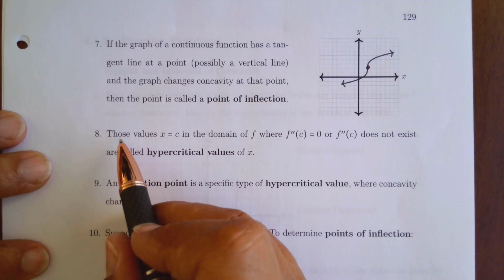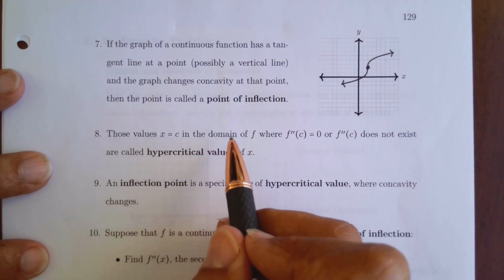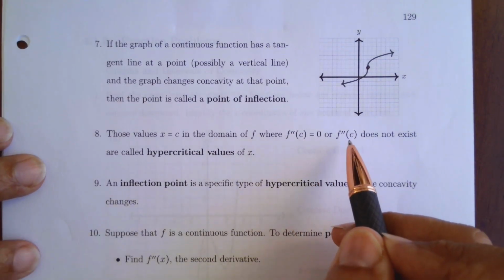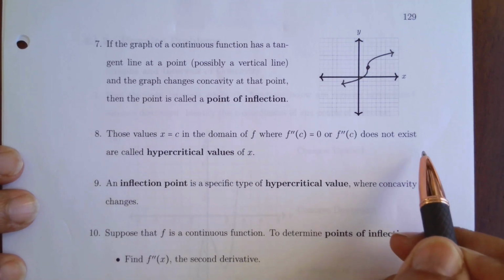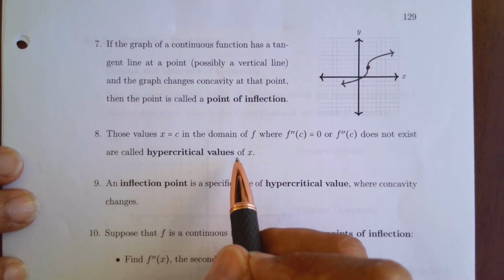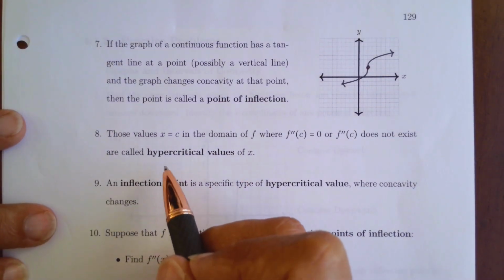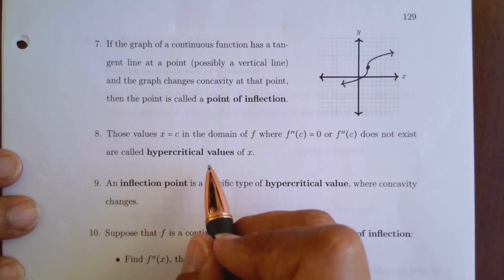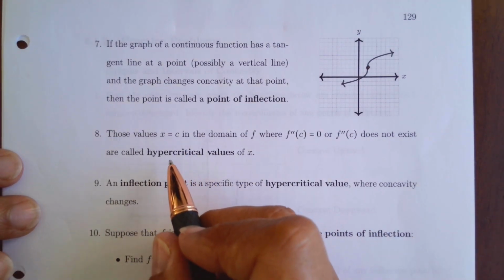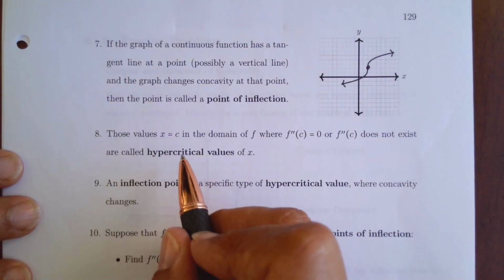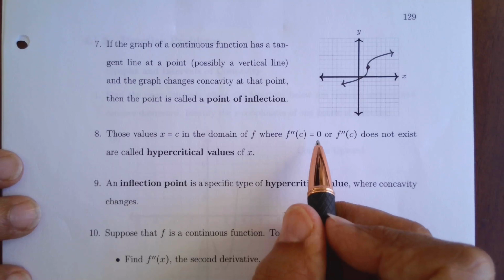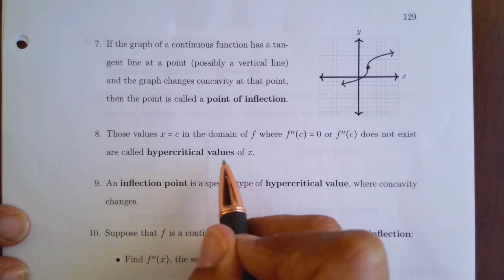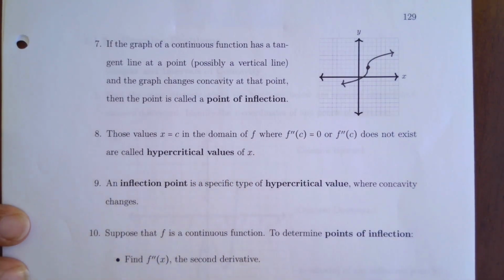Now, it says those values x equals c in the domain of the function where the second derivative at c is 0, or where the second derivative at c doesn't exist, are called hypercritical values. Just like in the first derivative, where we set the first derivative equal to 0 to find the possible max and mins, the critical values, here if you set the second derivative equal to 0 and find those values, those are called hypercritical values. We do it the exact same way, so it's not new, it's just a different term we use for the second derivative.